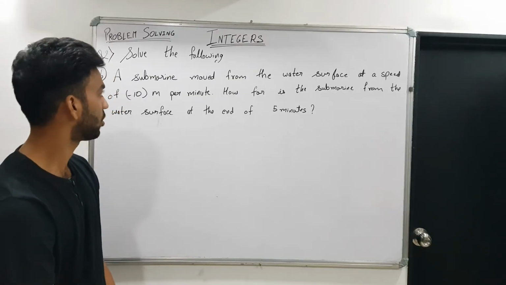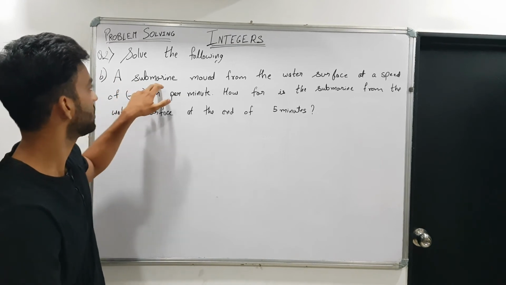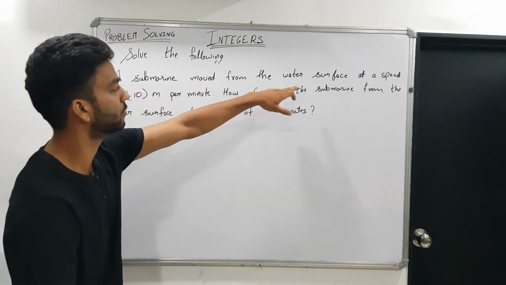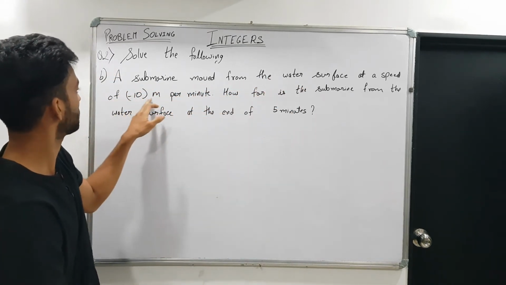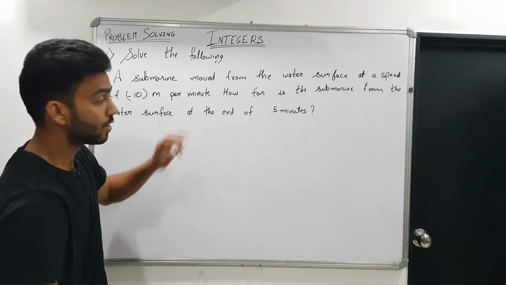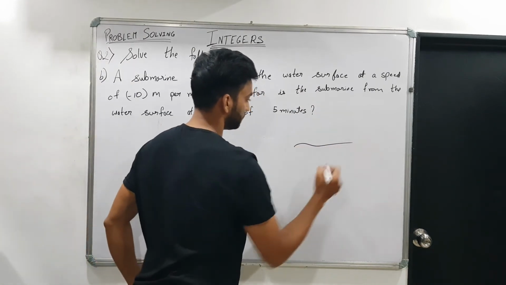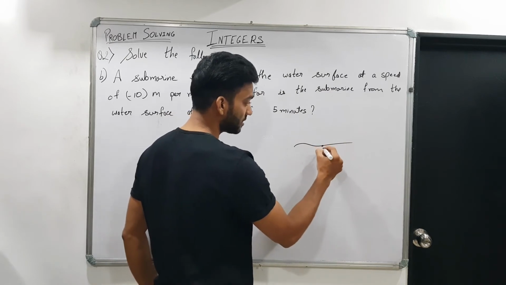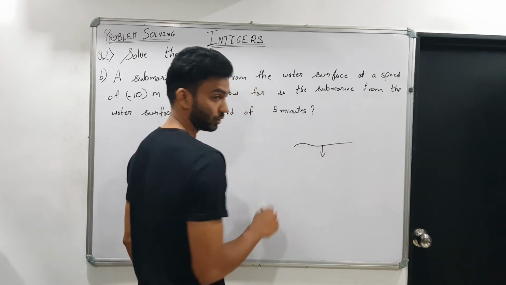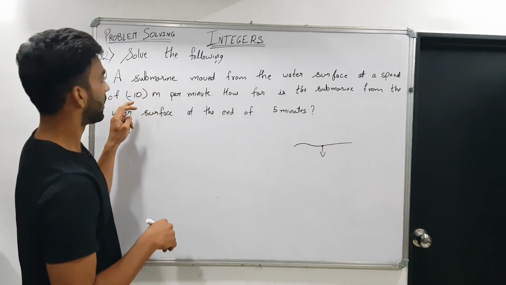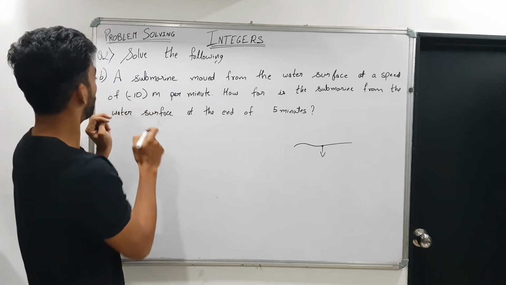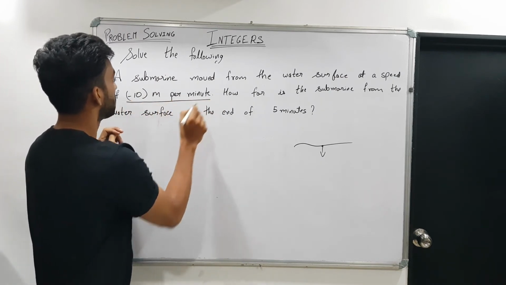Let's see the next word problem. It is given a submarine moved from the water surface at a speed of minus 10 meters per minute. Water surface है, अगर ये from here submarine started to move downwards, नीचे जा रही है at a speed of minus 10 meter per minute.